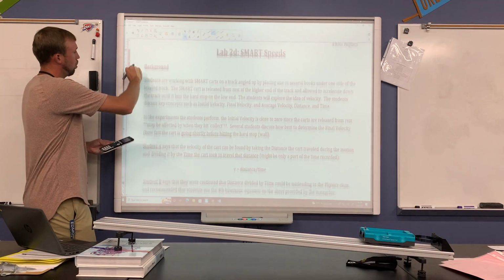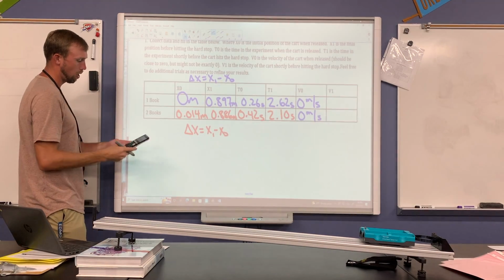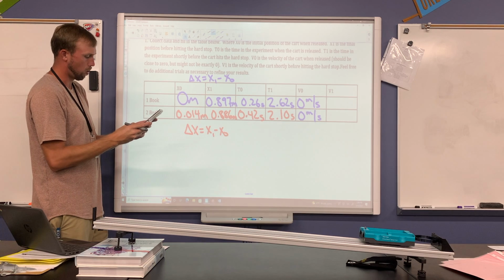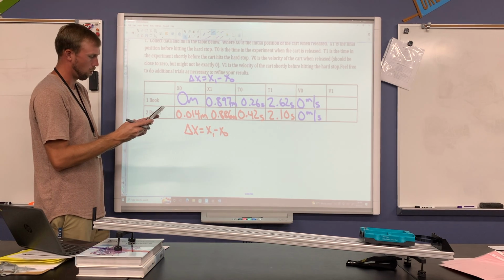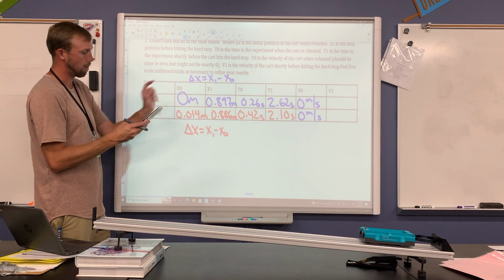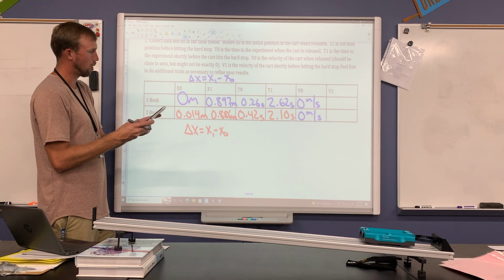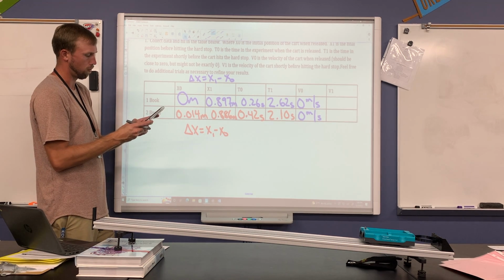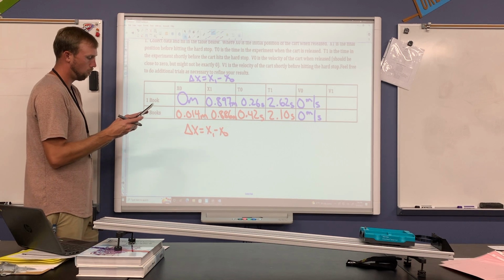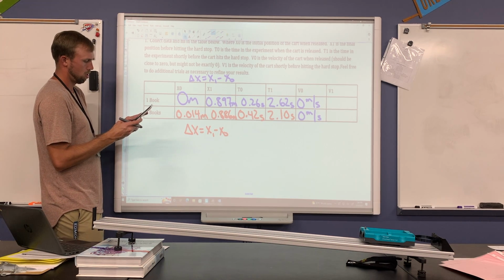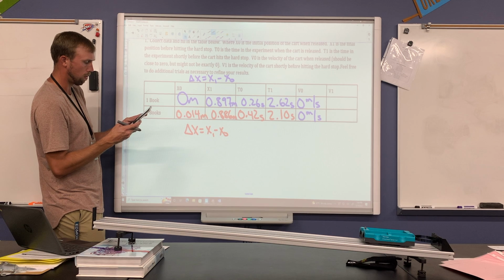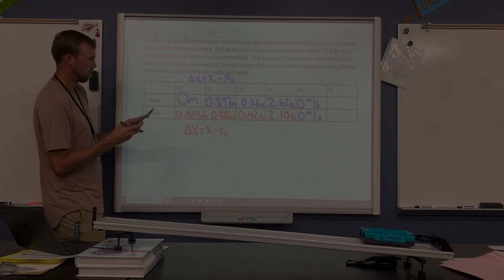Okay, so come back to our 2-book trial. I would take my displacement, so 0.886 minus 0.014. So it's 2 times that delta x divided by our total time, 2.1 minus 0.42. And I get 1.03. Is that right? I think so.